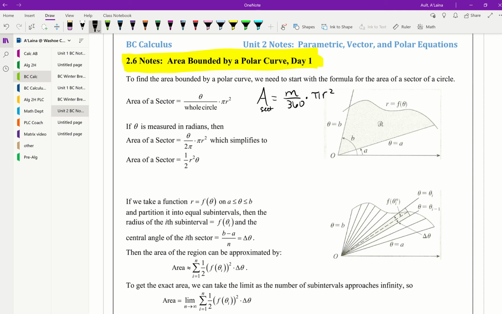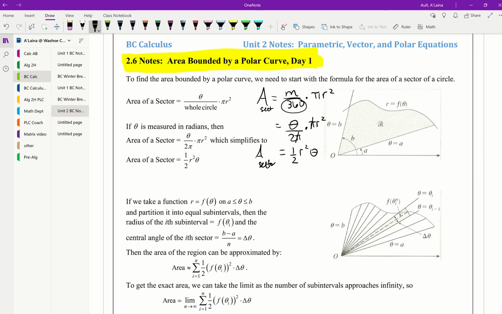So instead, if I replace this 360 with 2 pi, and we usually reference our angle measure as theta when we're talking about radians rather than m, which is a more common unit of measurement when we're talking about degrees, then I'd have theta over 2 pi times pi r squared. Well, the pi's cancel out. And so we have this formula here where I've got theta over 2, or 1/2 theta, times the radius squared, which sometimes is commonly written like this. And that's for the area of a sector if we're looking at this in radians instead of degrees.